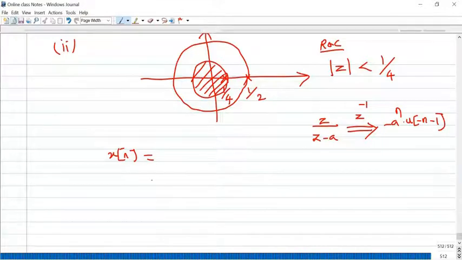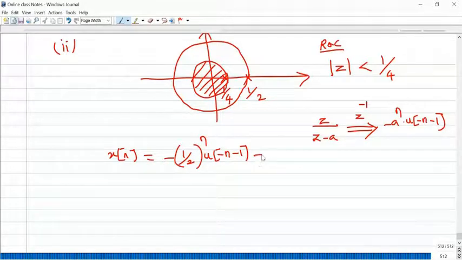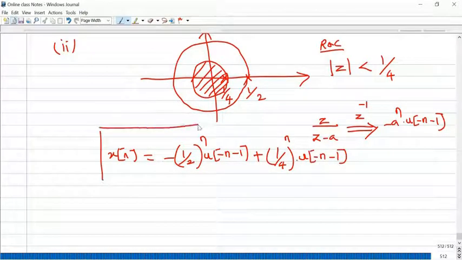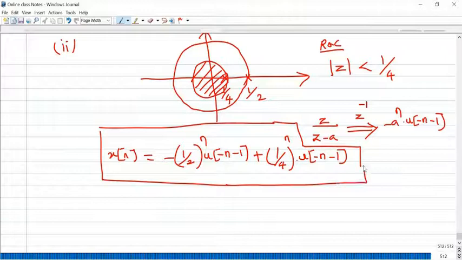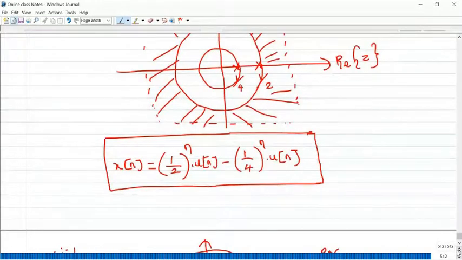So in this example, minus 1 by 2 power n U of minus n minus 1. Minus, already the one minus is there, so that will be cancelled. So 1 by 4 power n U of minus n minus 1. This is the result for inverse Z transform, if we consider the region of convergence, that is modulus Z less than 1 by 4. ROC is inside of innermost circle. Okay. So two possible cases we discussed.